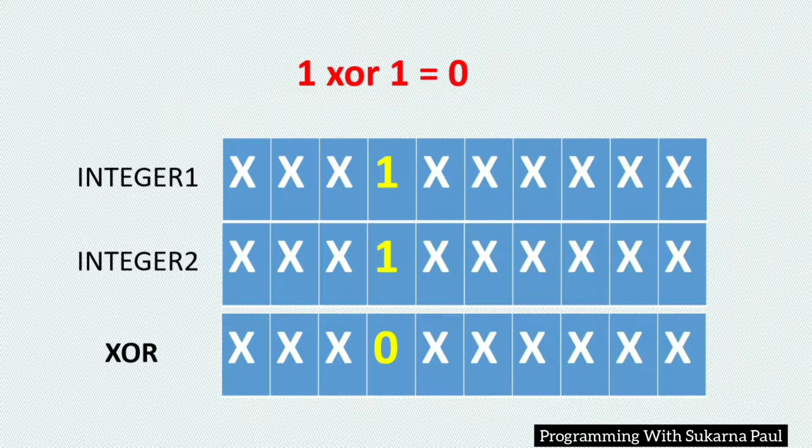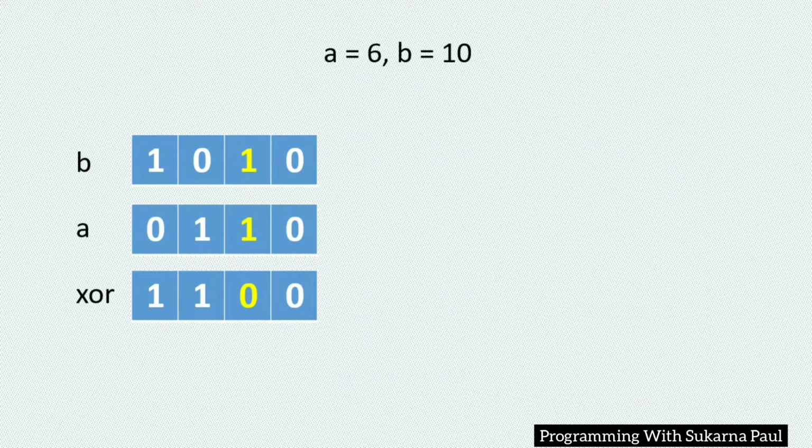We know the property of bitwise XOR that if for some position both of the corresponding bits are 1, then the bitwise XOR will be 0. We will use this property to solve this problem. Let's consider the third case. Here are the binary representations of A and B. You can see in the second position from the right, both of the corresponding bits are 1.